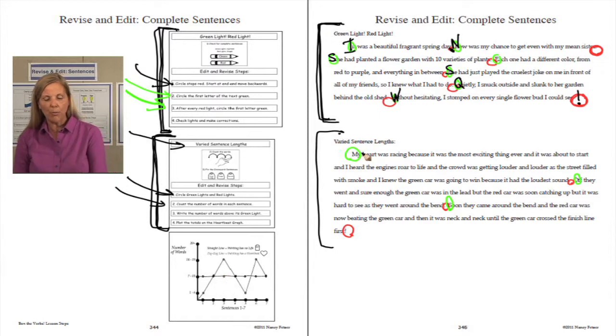We go through and we are counting each word as we go through our sentence. And after we count, when we hit the red light, we stop, and then we place the number of words that were in that sentence above the green light. So in this first sentence, there were 56 words.